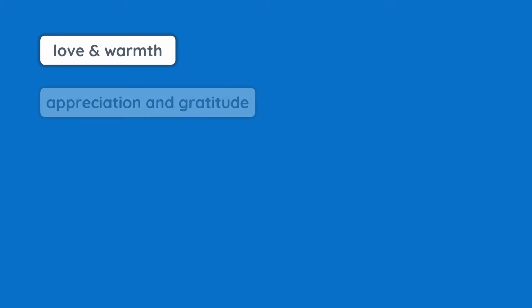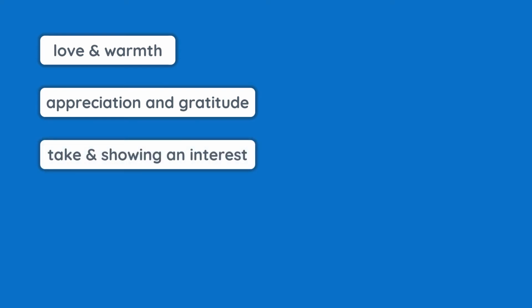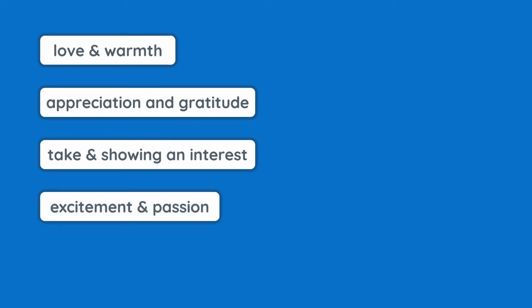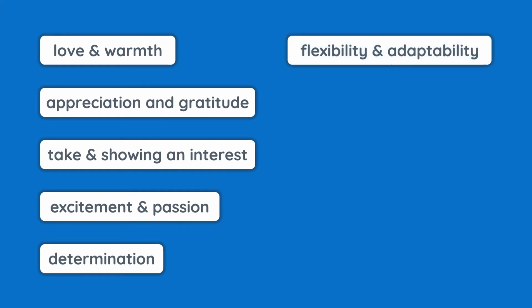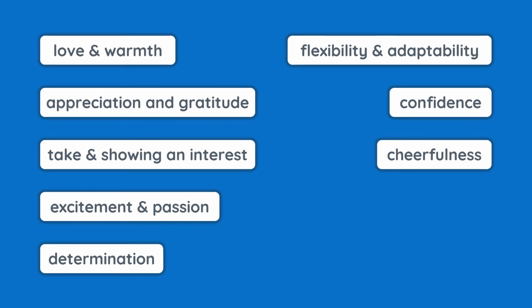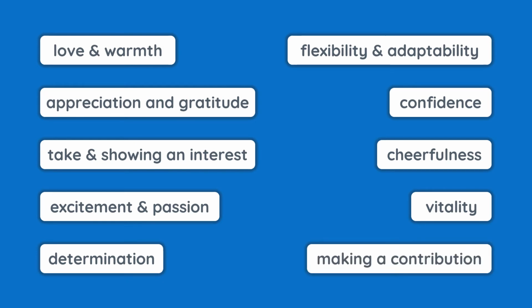So here are the top 10 likability factors. 1. Love and warmth. 2. Appreciation and gratitude. 3. Taking and showing an interest in things and in people. 4. Excitement and passion. 5. Determination. 6. Flexibility and adaptability. 7. Confidence. 8. Cheerfulness. 9. Vitality. And 10. Making a contribution. So let's just pick some of those at random.